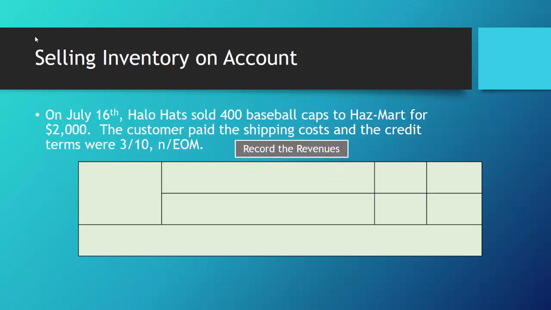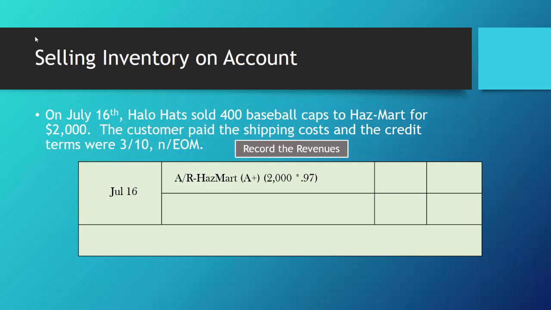Every time we make a sale, it's going to require us to record two entries. The first entry is going to record the revenues. So on July 16th, when we record these revenues, we're going to debit however we're being paid. This is on account, and since it's on account, we are going to put a receivable on. Just like we had a subsidiary account for the payable, let's have one for each company that owes us money. So instead of just accounts receivable, it's going to be accounts receivable dash Hasmart.